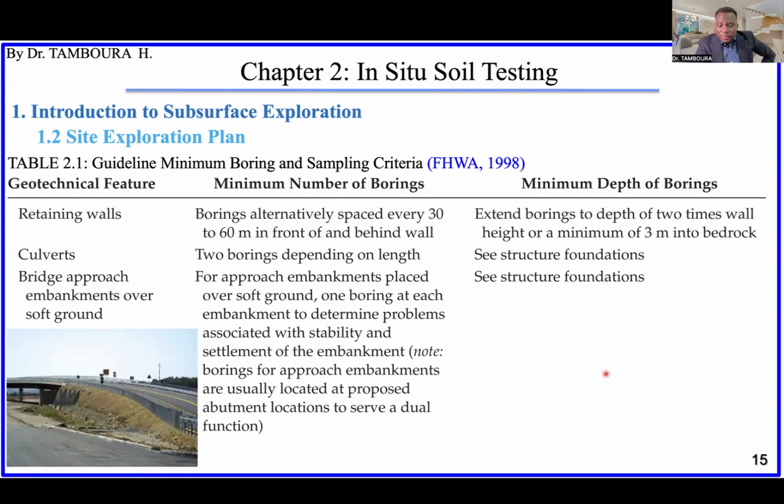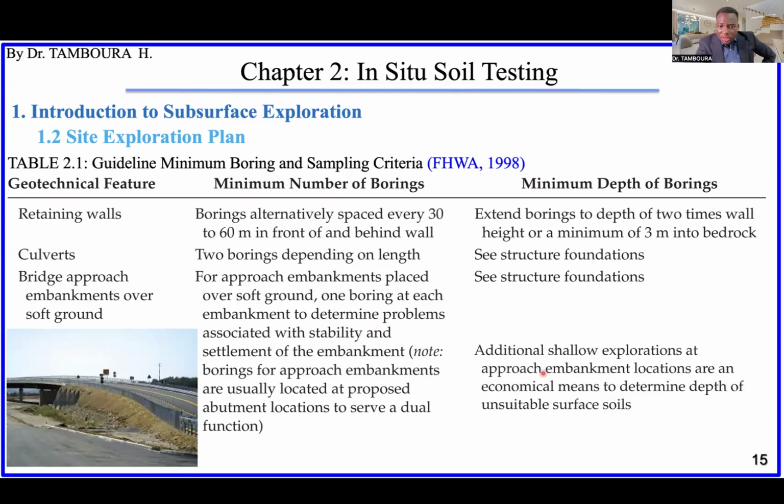Okay, and in addition, shallow explorations at the approach embankment location are also an economical means to determine depths of unsuitable surface soil. This is just for the surface soil.